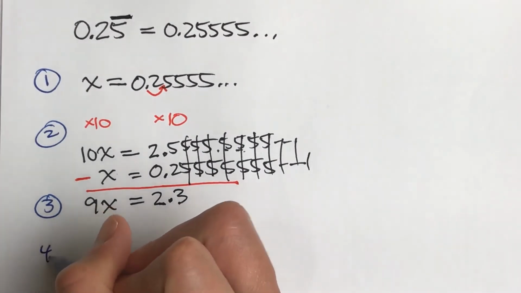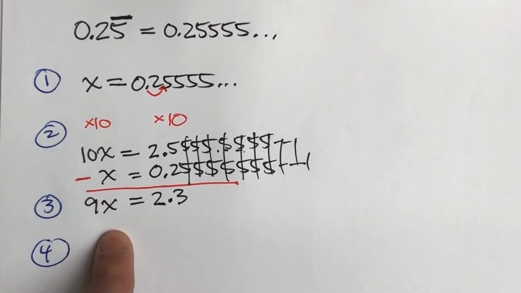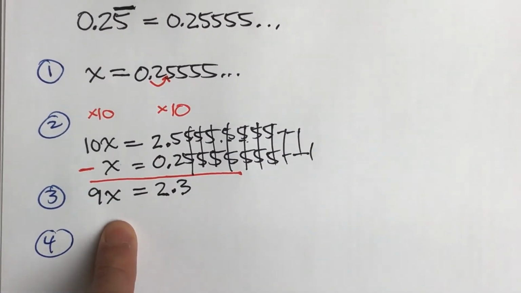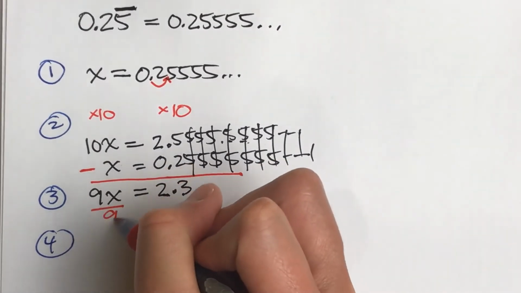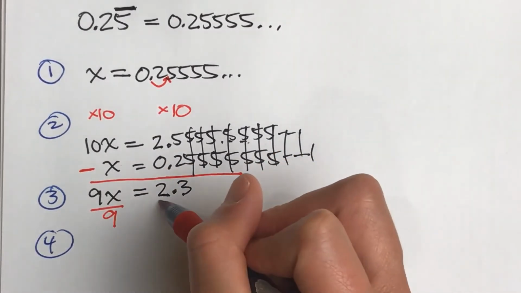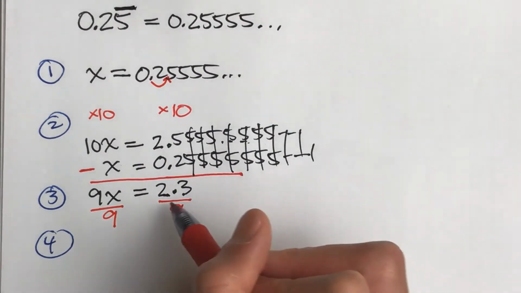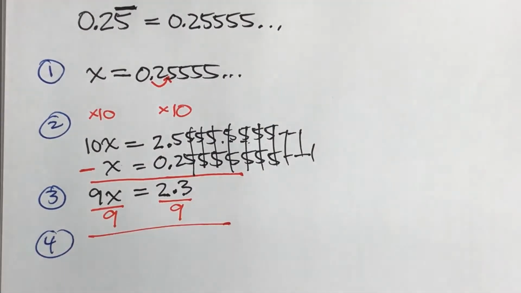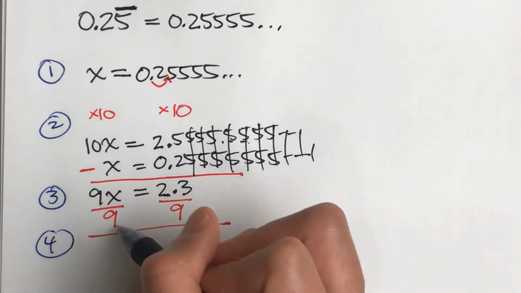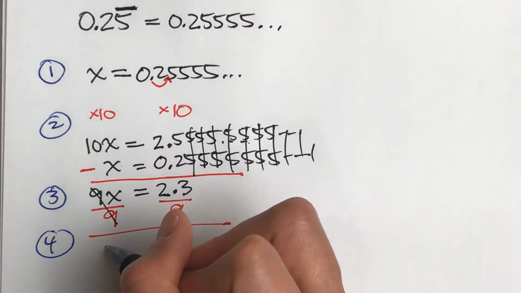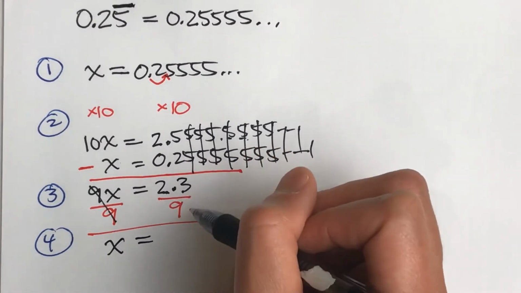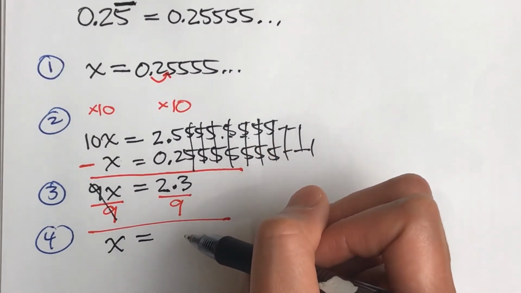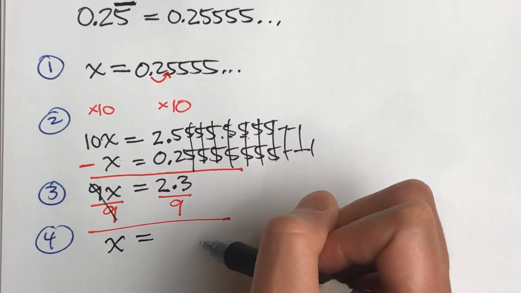Step 4, solve this equation. Now you learned how to solve equations like this last year. It says x times 9. To undo multiplying by 9, we divide by 9. But what you do to one side, you have to do to the other. And I use the division bar when I divide. All right, multiplying and dividing by 9 undo each other, but x drops down, equals drops down, and 2.3 divided by 9 is not a whole number, so I'm going to leave my answer as a fraction.